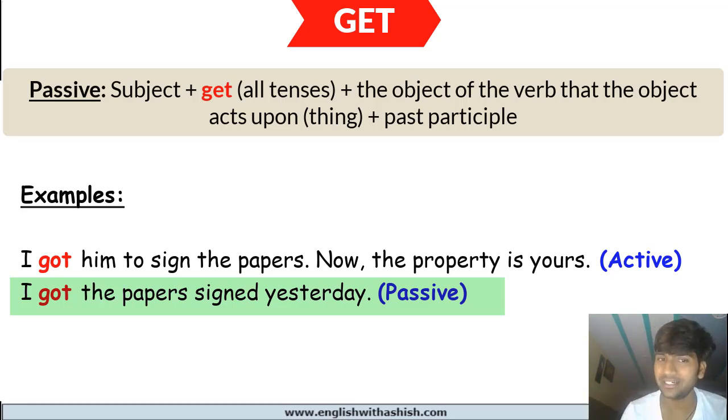Okay. I got what he did. He signed what? The papers, right? So the papers is the object of the verb that he performed, that he did. I got the papers signed, the verb in the past participle, third form. I got the papers signed. If you want to add the doer of the action, you can say by him.